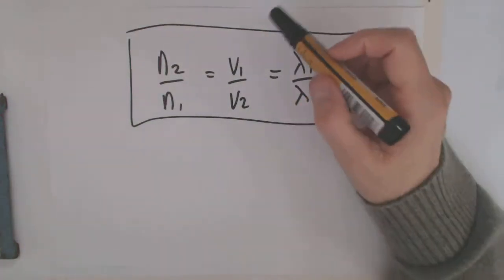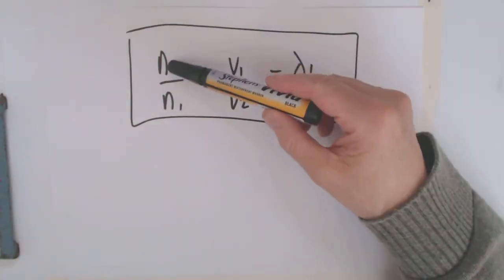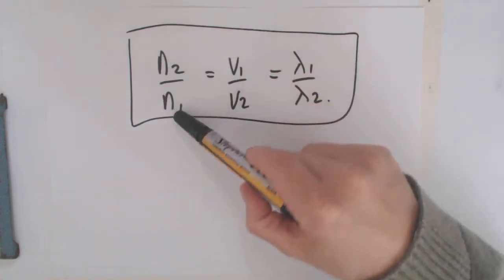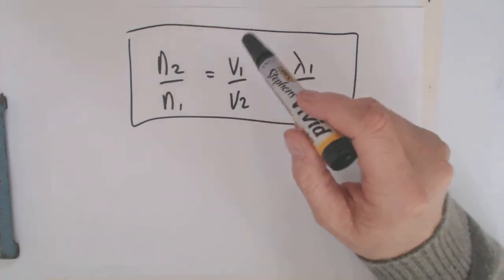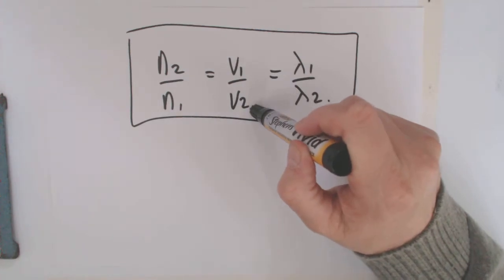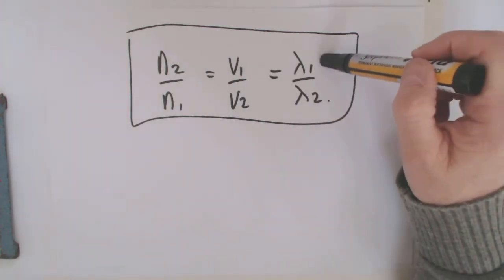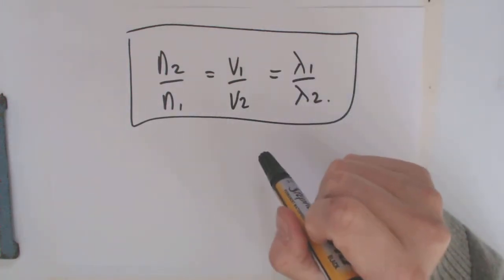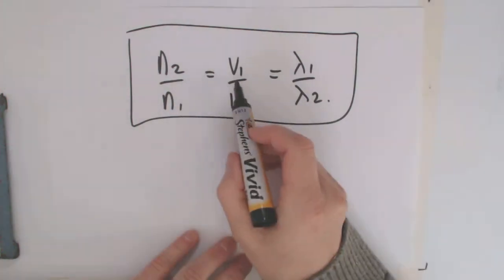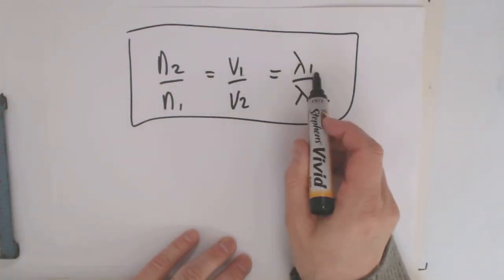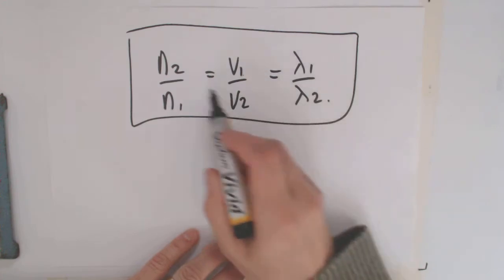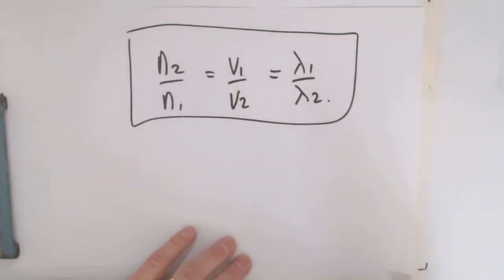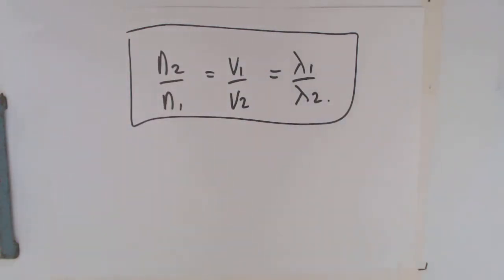They're basically saying that the refractive index in the second medium divided by the refractive index in the first medium is equal to the velocity in the first medium divided by the velocity in the second medium, which is equal to the wavelength in the first medium over the wavelength in the second. The way I remember these is the velocities go together, v1, wavelength 1, v2, wavelength 2, and the refractive index is around the other way. So you can use those formulas for a certain number of problems.